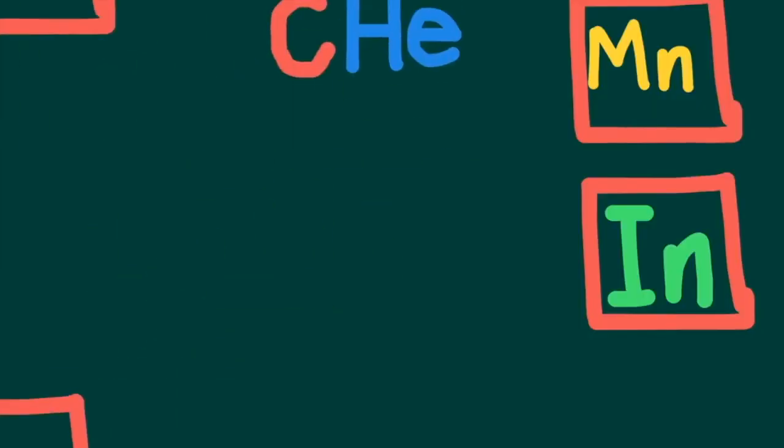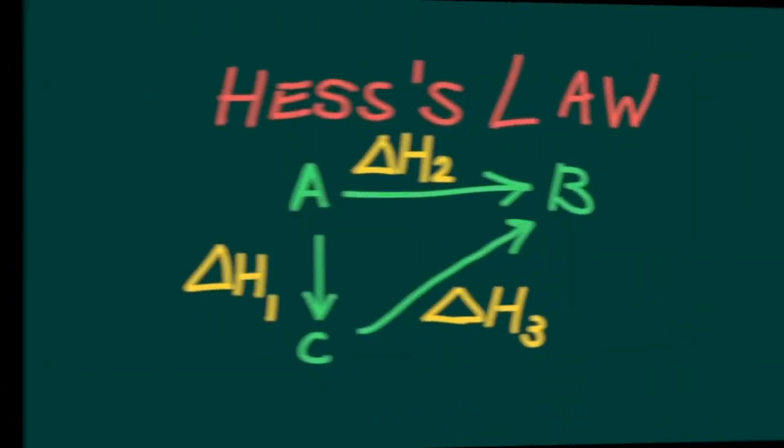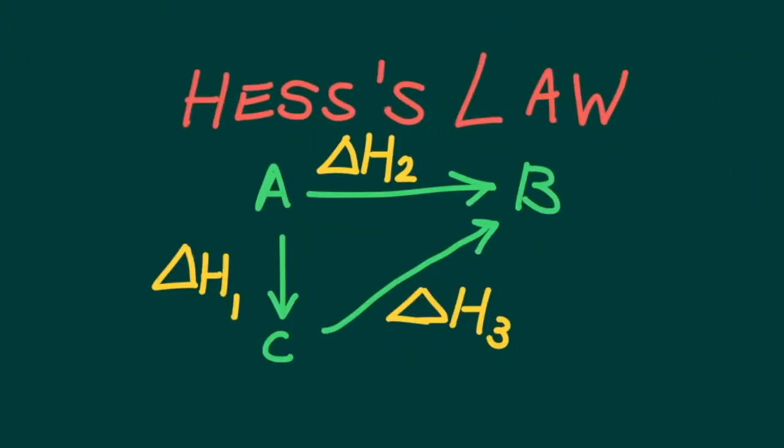Hello and welcome to Chem in 3, the series where we spend no more than 333 seconds to consider 3 important points for the IB chemistry exam. Today on Chem in 3, we look at Hess's Law.